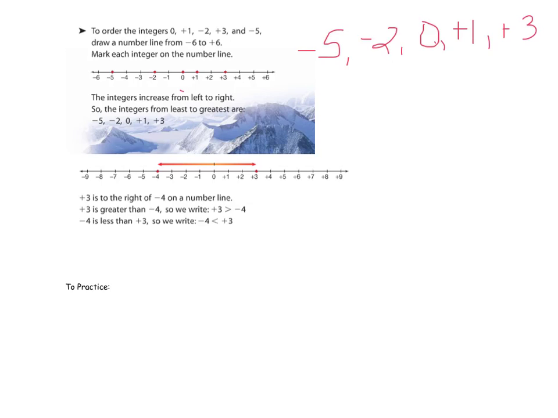All right, so we can use a number line to assist us. If we were comparing negative 4 and positive 3, well, the one that is closest to the positive, most on the positive side, is the bigger number, and the 4 would be the negative number.